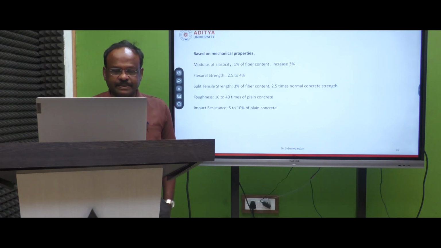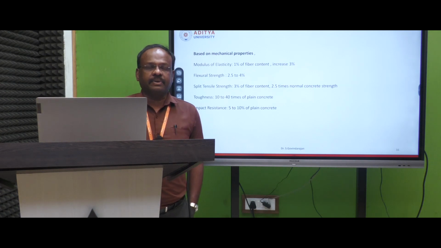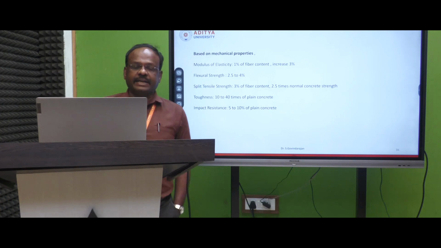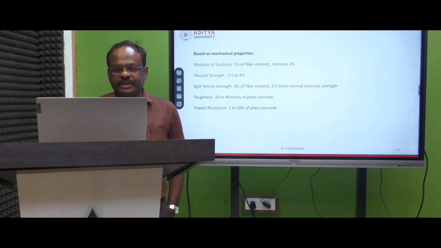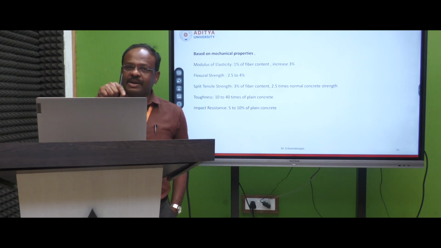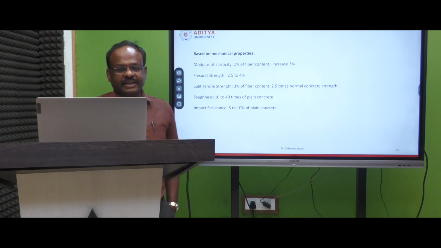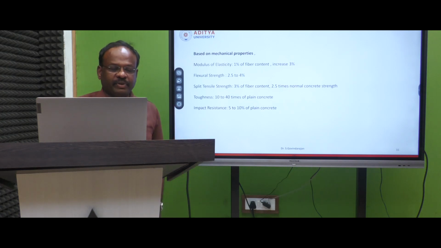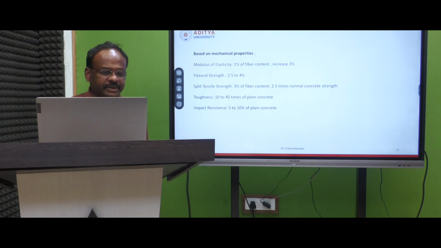At the same time, split tensile strength is nothing but the experiment done on a cylinder. When 3% of fiber is added into the cylinder concrete, the value will be 2.5 times the normal concrete strength. You multiply the normal concrete strength value by 2.5, and you will get that value, right? And the toughness, how much load it can resist, is also 10 to 45 times that of plain concrete, right?